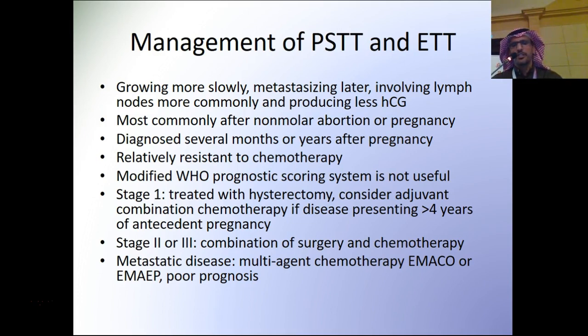Stage 1 is usually treated with hysterectomy. We may consider adjuvant combination chemotherapy if the disease is presenting more than 4 years after the antecedent pregnancy. Stage 2 or 3: combination of surgery and chemotherapy. Metastatic disease is usually associated with a poor outcome, and we treat with multi-agent chemotherapy, which could be either EMA-CO or EMA-EP.